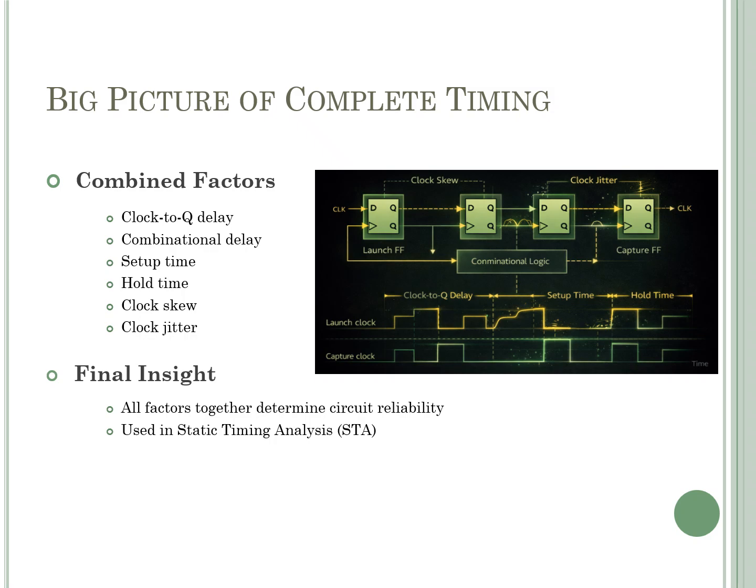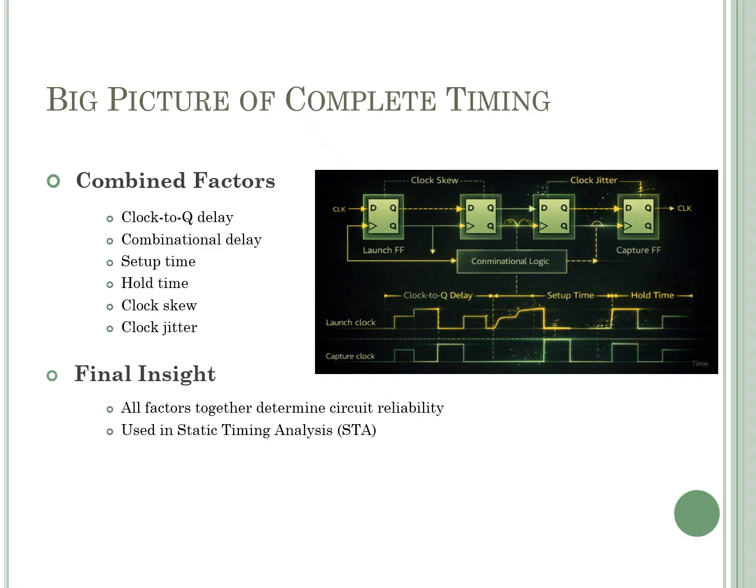Fifth is clock skew. The clock does not arrive at both flip-flops at the same time. This difference is clock skew. It changes the available timing margin. Sixth is clock jitter. The clock itself is not perfectly stable. Edges shift slightly. This creates uncertainty. Now imagine all these happening together: delays in logic, timing requirements of flip-flops, clock shifting, and instability. All these factors combine to decide whether your circuit works correctly or fails. All timing factors together determine the circuit's reliability in real chip design.